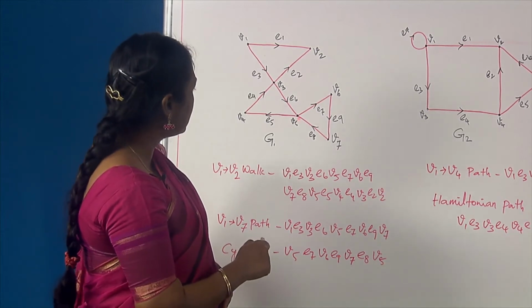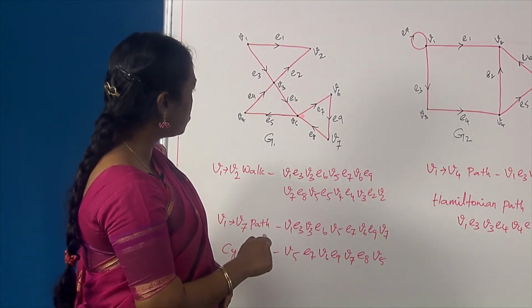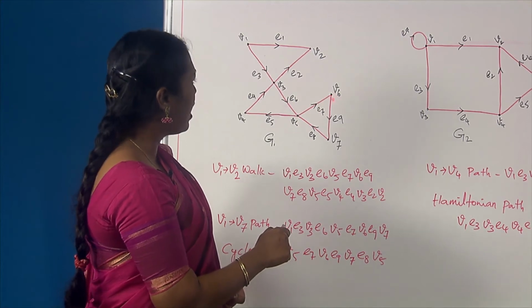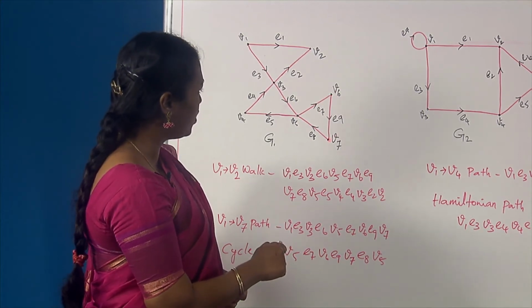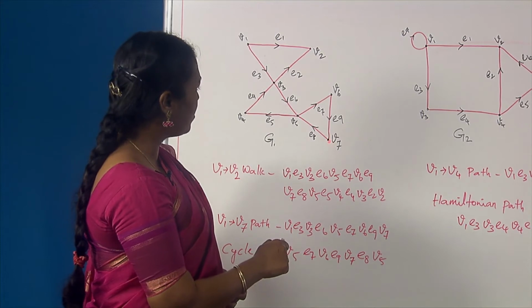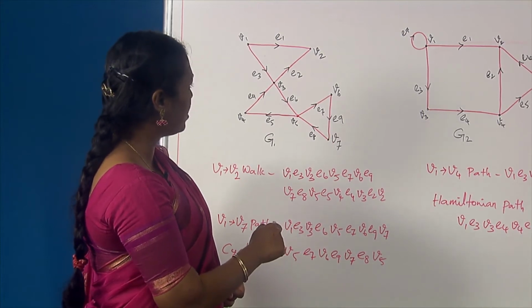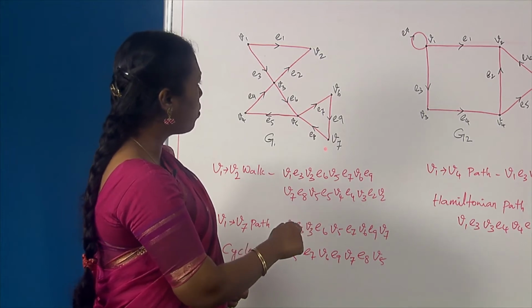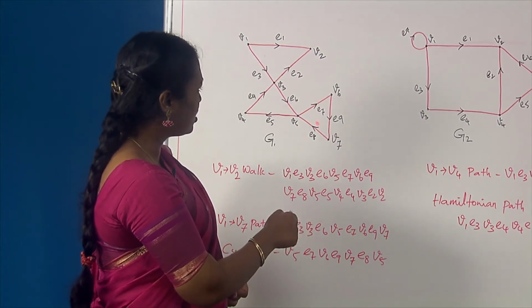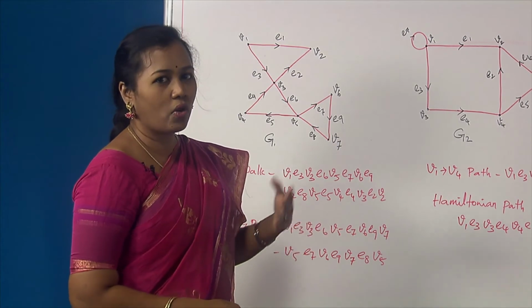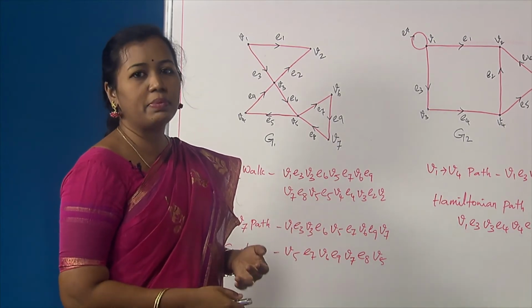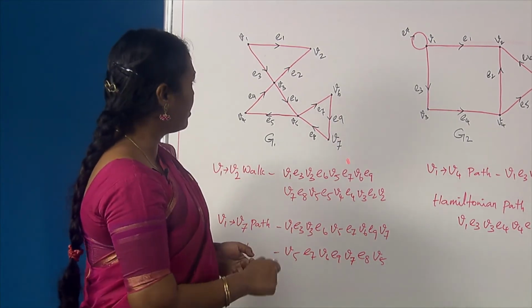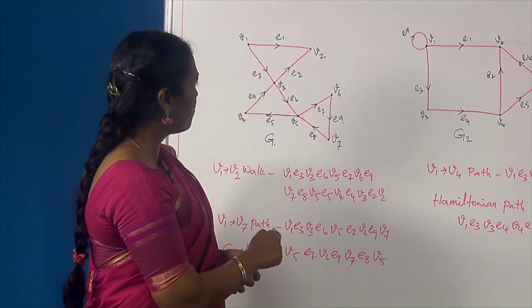So, V5 is here. You start here, through E7 you go to V6, and then from V6 through E9 you go to V7, and from V7 through E8 you are going back to V5. So, this is clearly a cycle, and of course, the edges are also cooperating with us. Suppose these edges were in different directions or opposite directions, obviously we cannot make such a cycle here. So, this is an example of a cycle.